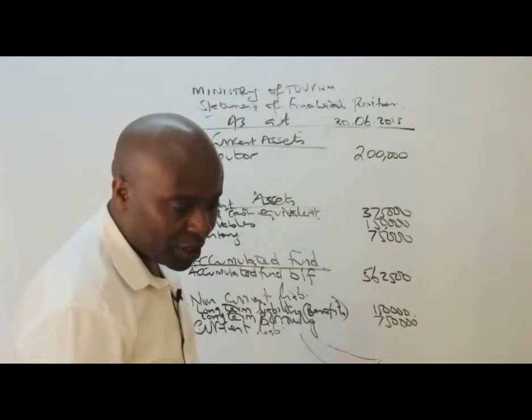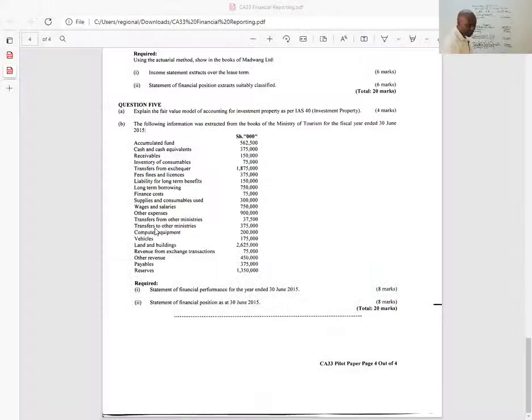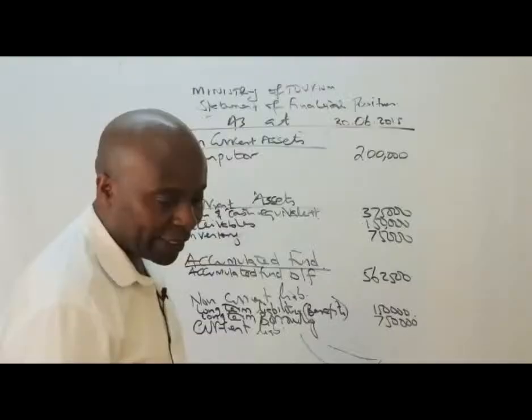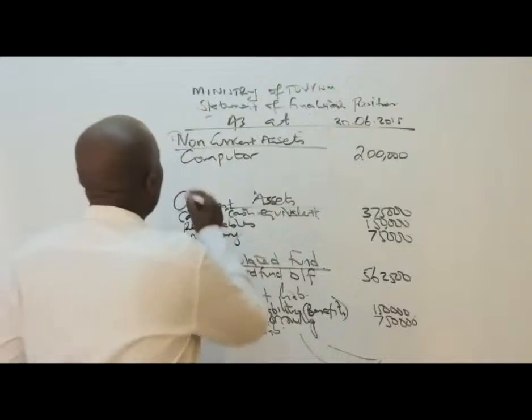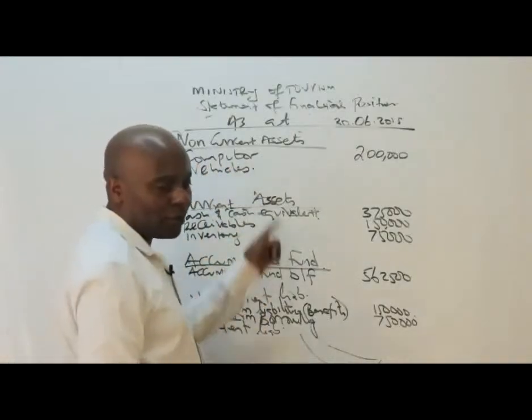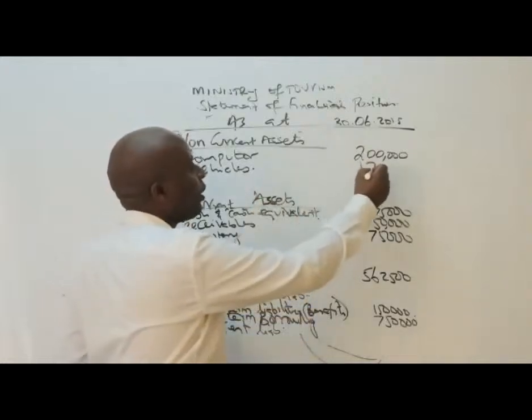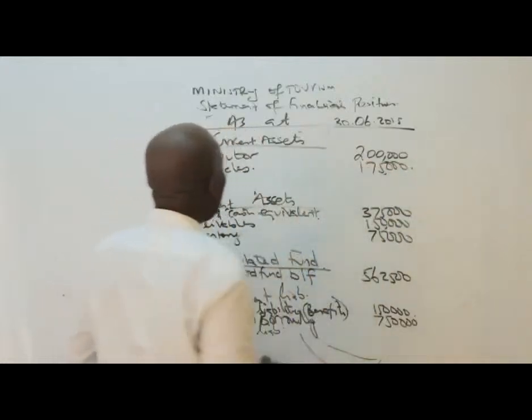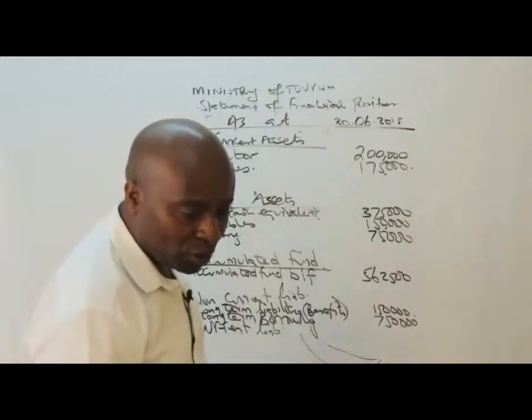So the next one, again, I can see is an asset. This asset is called vehicles. Vehicles, of course, are non-current. How much for vehicles? Somebody says for vehicles, 175,000. Thank you very much. From there, ladies and gentlemen, we pick on the next one.